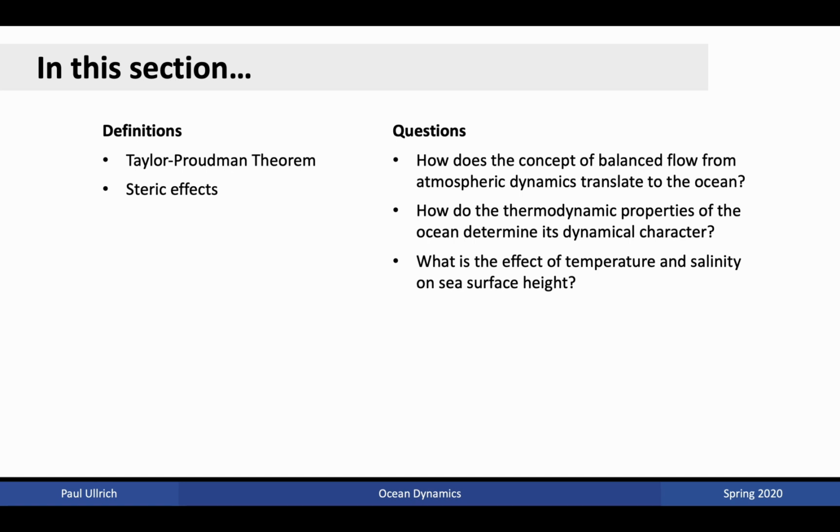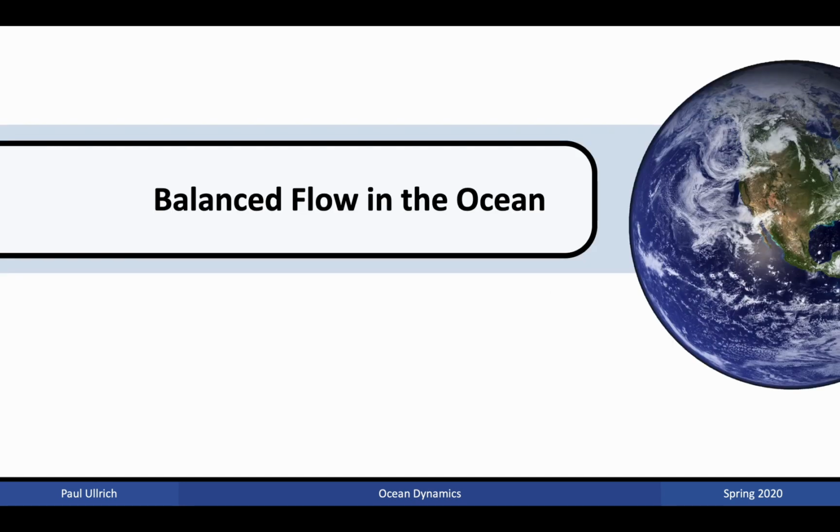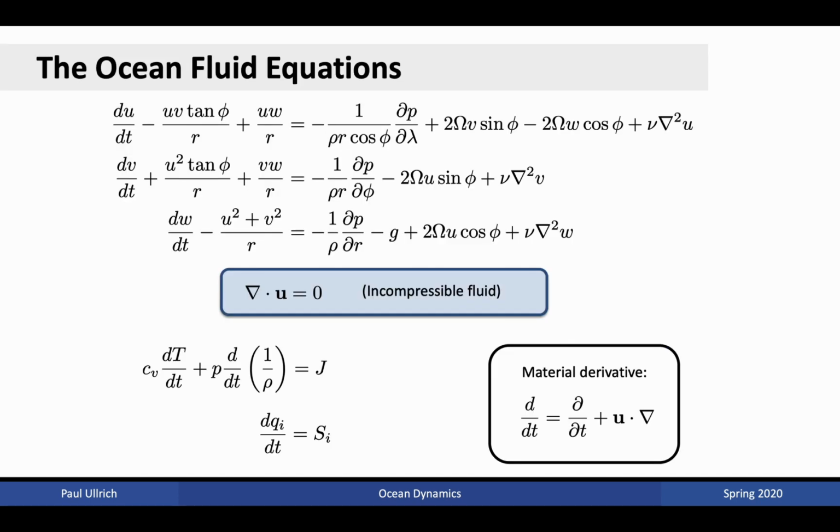The three questions we aim to answer are: how does the concept of balanced flow from atmospheric dynamics translate to the ocean? How do the thermodynamic properties of the ocean determine its dynamical character? And what is the effect of temperature and salinity on sea surface height? Alright, let's get started with balanced flow.